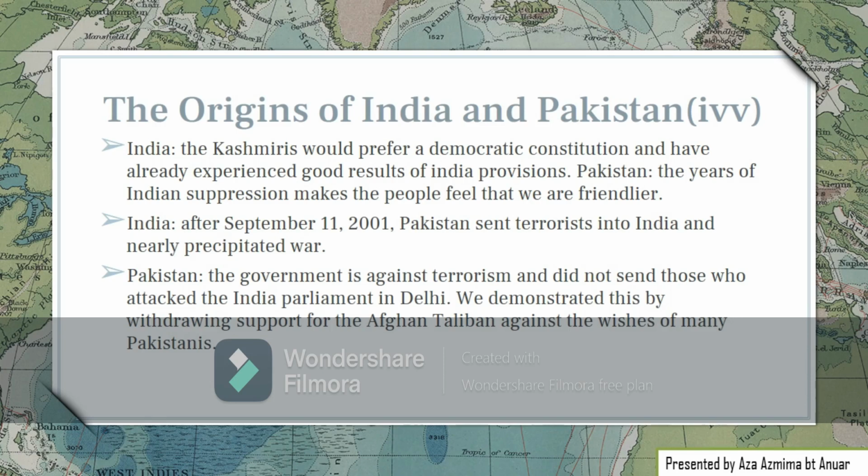The Kashmiris would prefer a democratic constitution and have already experienced good result of India provision. Pakistan, the years of Indian separation makes the people feel that we are friendlier. India, after September 11, 2001, Pakistan sent terrorists into India and nearly participate in war. The government is against terrorism and did not send those who attacked the India Parliament in Delhi. We demonstrate this by withdrawing support for the Afghan Taliban against the wish of many Pakistanis.